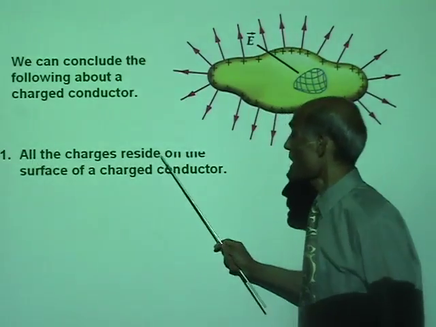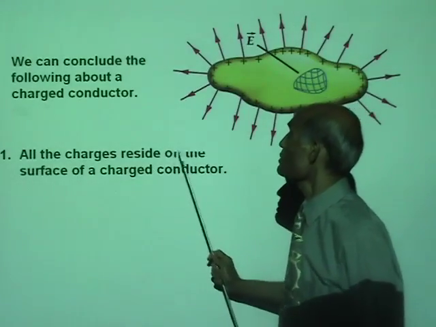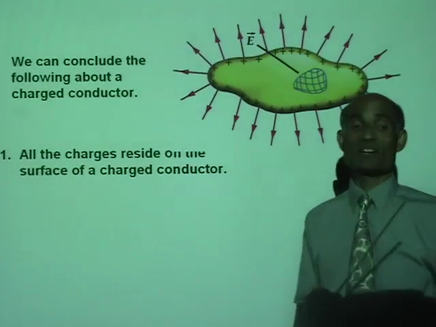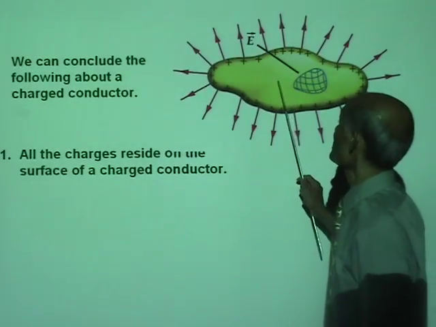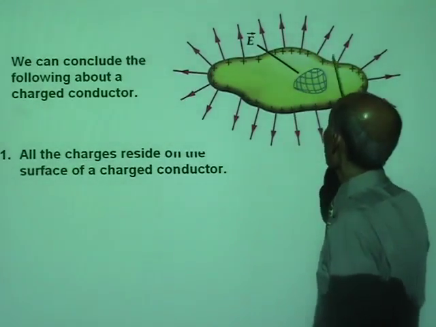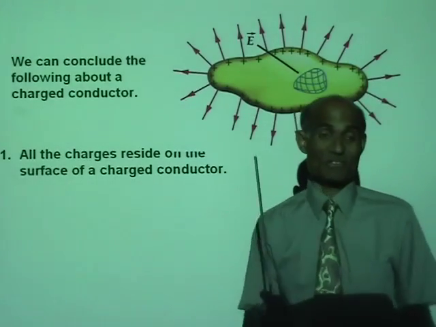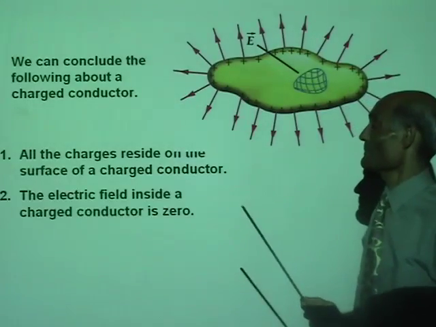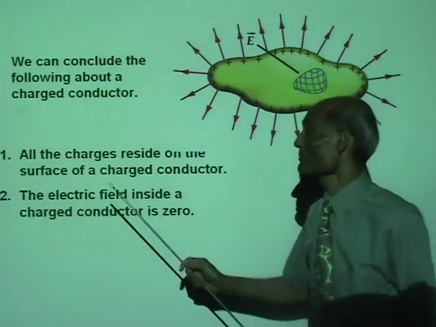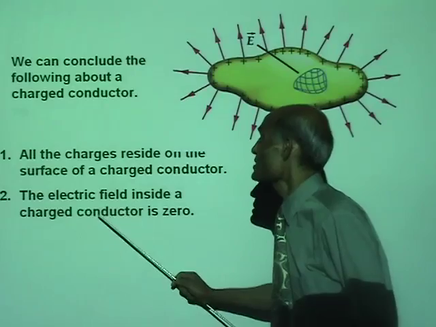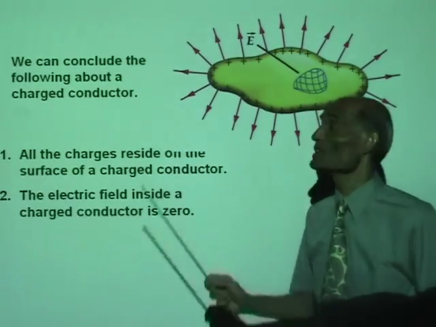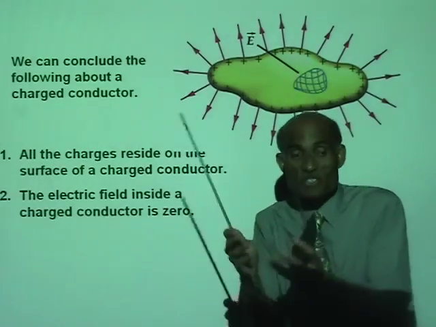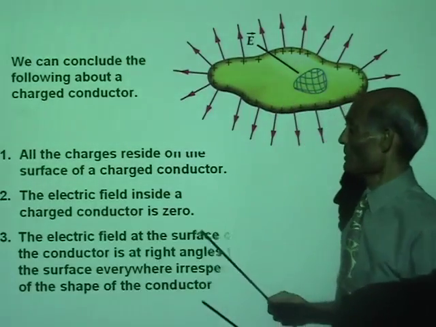One, all the charges reside on the surface of a charged conductor. You have a charged conductor, all the excess charges will reside on the surface of the conductor. Our second conclusion, the electric field inside a charged conductor is zero. There will be no electric field inside a charged conductor. What else?